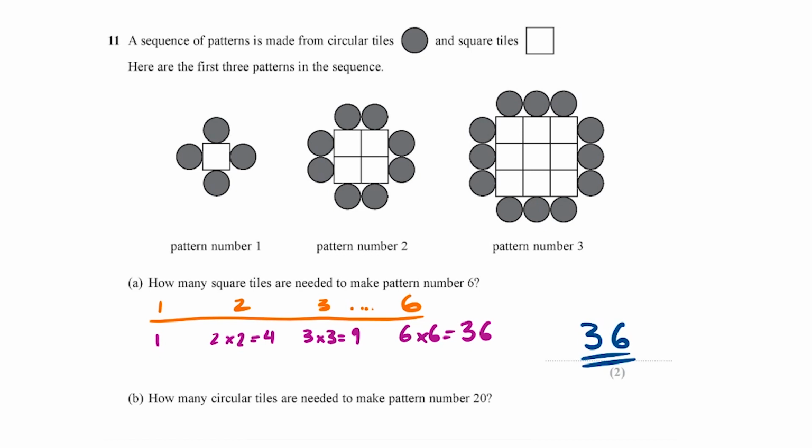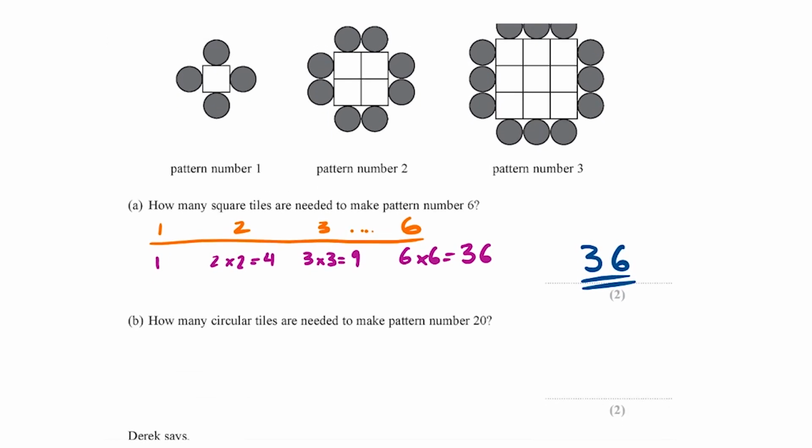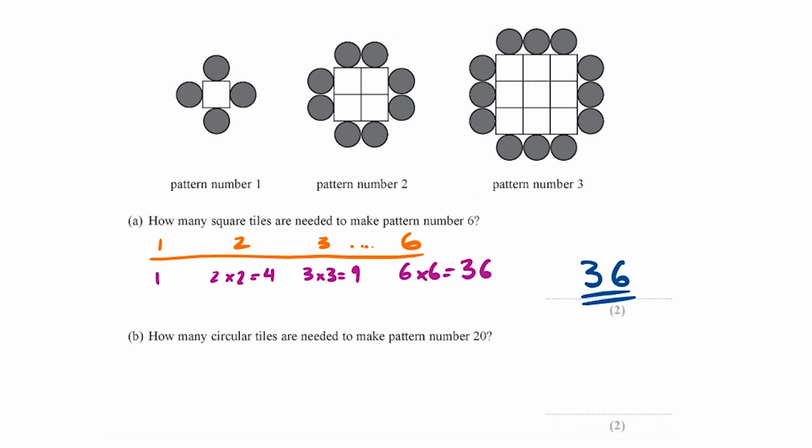The second part, how many circular tiles are needed to make pattern number 20? Well, it's not realistic to draw out 20 of those patterns, so we need another method for this one. I think what I would do is make a note of how many circles there are in each of the patterns, and then see if I can spot the pattern and work it out from there. So in pattern number 1, there are 4 circles. In pattern number 2, there are 8. In pattern number 3, there are 12. It looks like they're just going up in 4s, doesn't it?